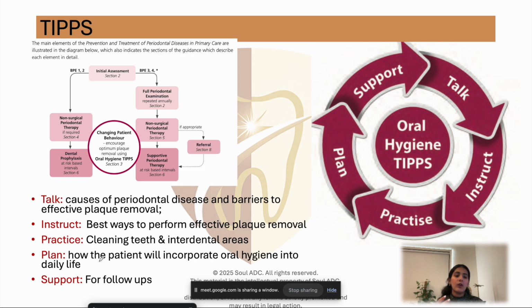And we provide follow-up, that is, we provide support. Suppose the patient is smoking, we give them the quitline number, we explain what the harms of it are. We discuss if they have stress, osteoporosis or any health issue, how they are linked, we discuss all those things. So for your BPE 1 and 2, what were we doing? We were doing non-surgical periodontal therapy and dental prophylaxis at risk-based intervals.